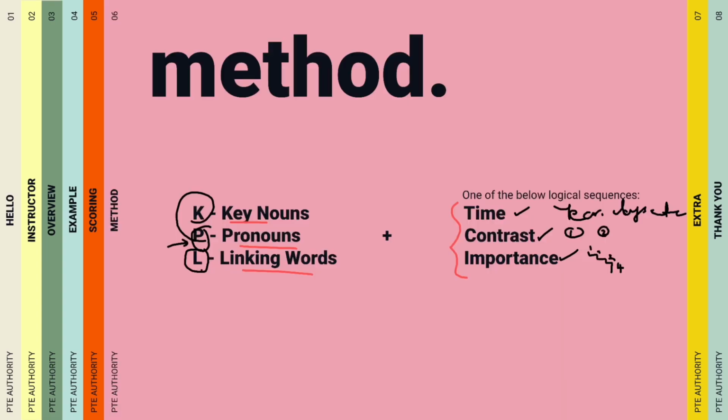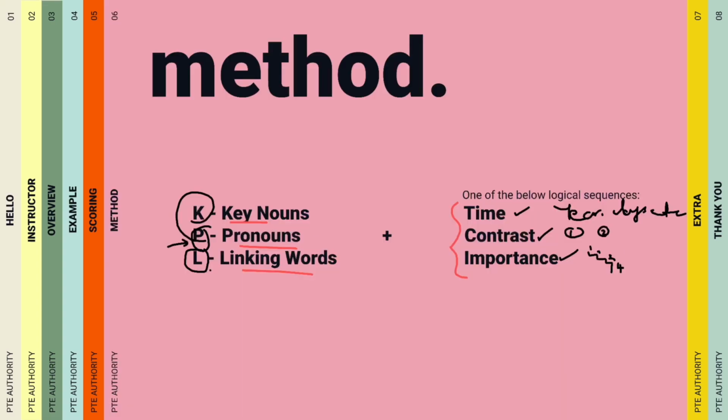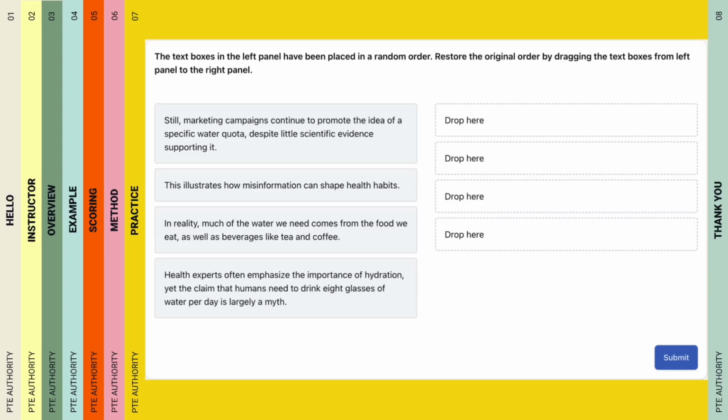And then the final thing is linking words. Linking words are usually at the start, like 'this', 'still', 'in reality'. So these are linking words. These link paragraphs or sentences together. Time for practice. I want you to pause this video and try to attempt this question on your own, and then let's solve this together.